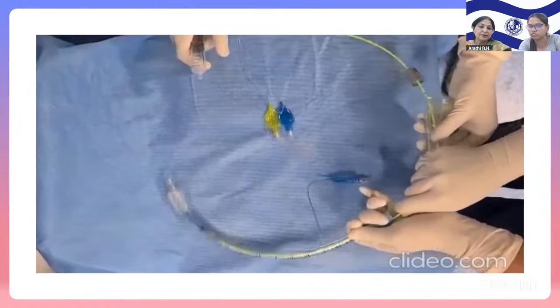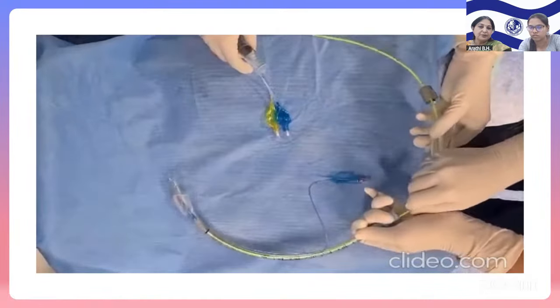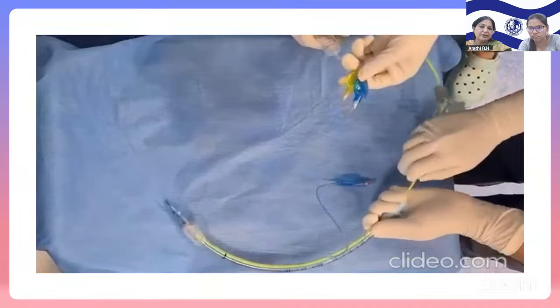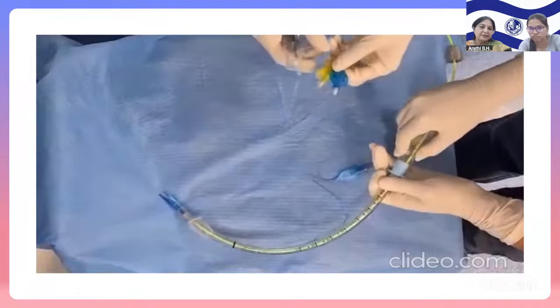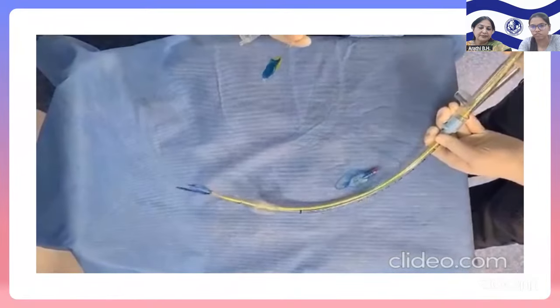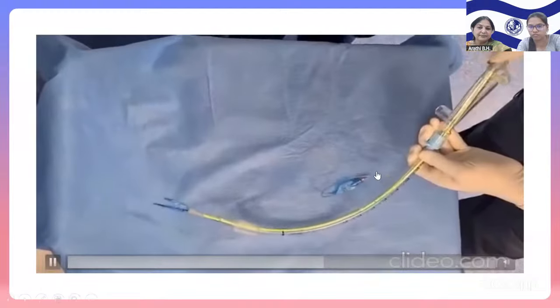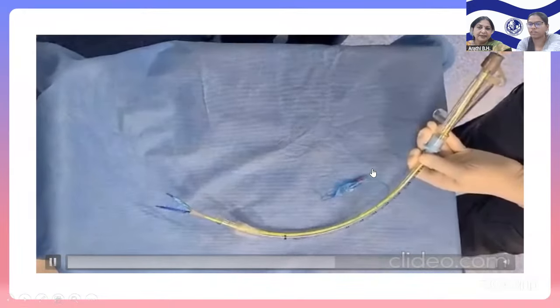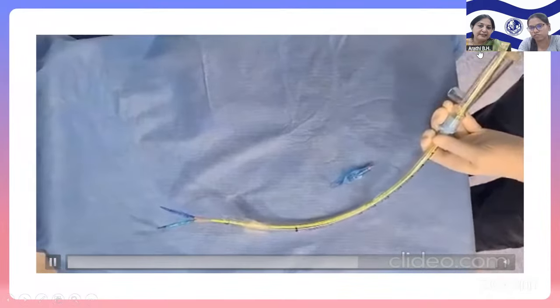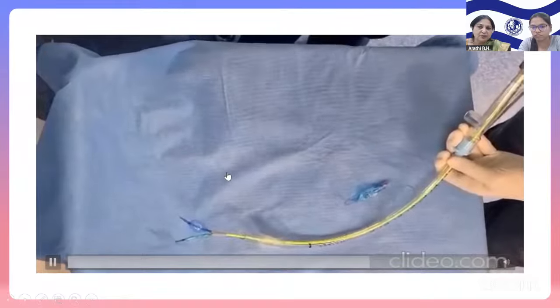Then we load it over the tube, the regular tube. You would have assessed the size of the tube required, and then we load it and keep it ready before intubation. It is often forgotten. We fix it, we load it, and then we tighten it and keep it ready. There's one more video which shows how the placement is done.